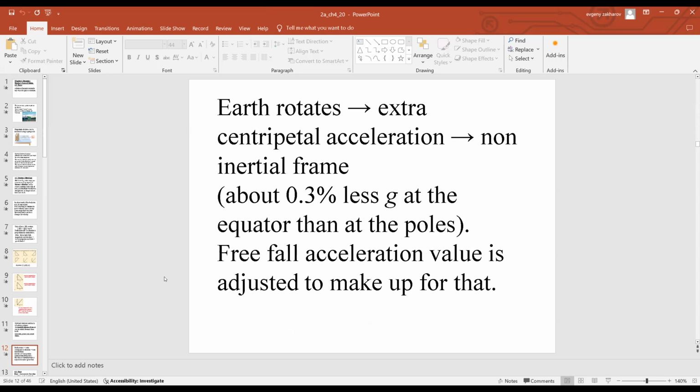Yeah, that's exactly what this slide is all about. So Earth rotates, and we updated the value for small g, and with that adjustment, you can consider the Earth not spinning and just use Newton's laws for all your calculations.